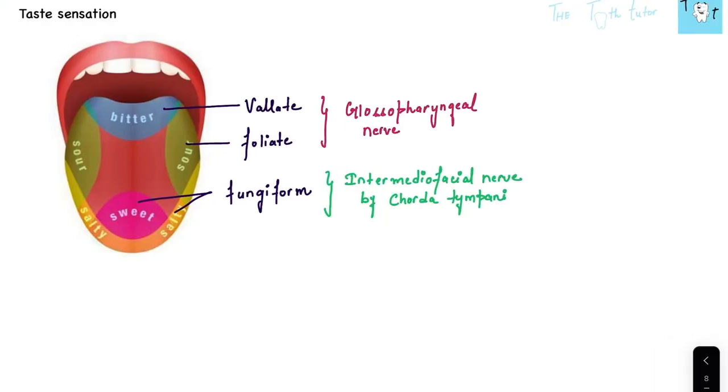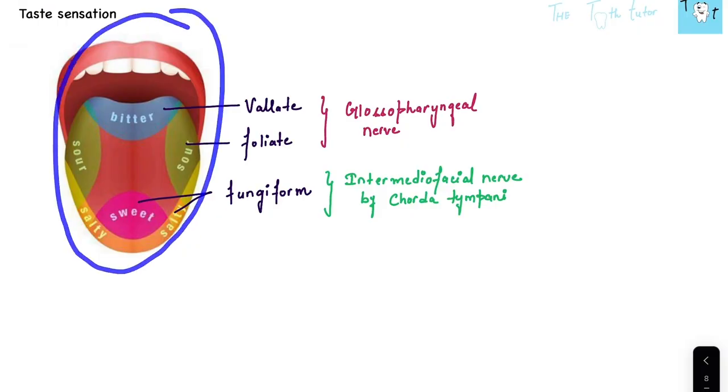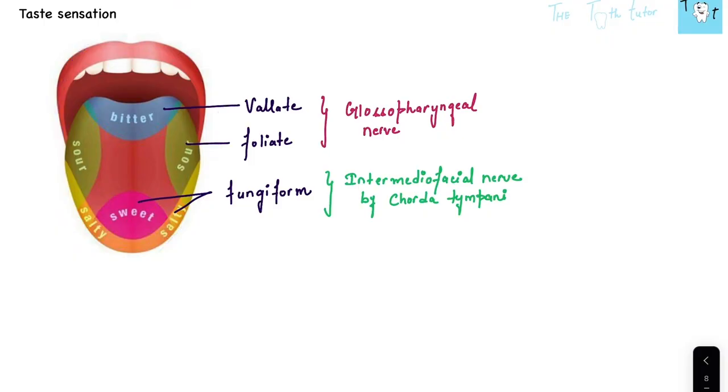Now going to the very last topic of this lecture, taste sensation. There is this classic theory we all studied in childhood, that we detect sweet taste on the tip of our tongue, sour on the posterior lateral side, bitter on the posterior side, and salty on the anterior lateral side. So this is the classic taste theory.